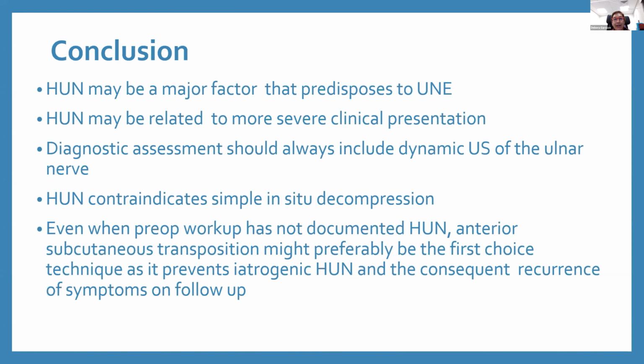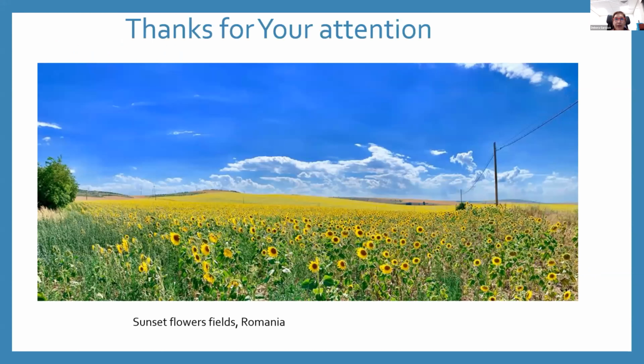And personally, I believe that even in those cases where hypermobility of the ulnar nerve has not been preoperatively documented, you might consider that choosing anterior subcutaneous transposition versus simple in situ decompression might prevent the onset of an iatrogenic hypermobility, and therefore you might prevent the recurrence of symptoms and the possibility of a revision surgery. I do hope my presentation was clear enough, and I thank you for your attention.